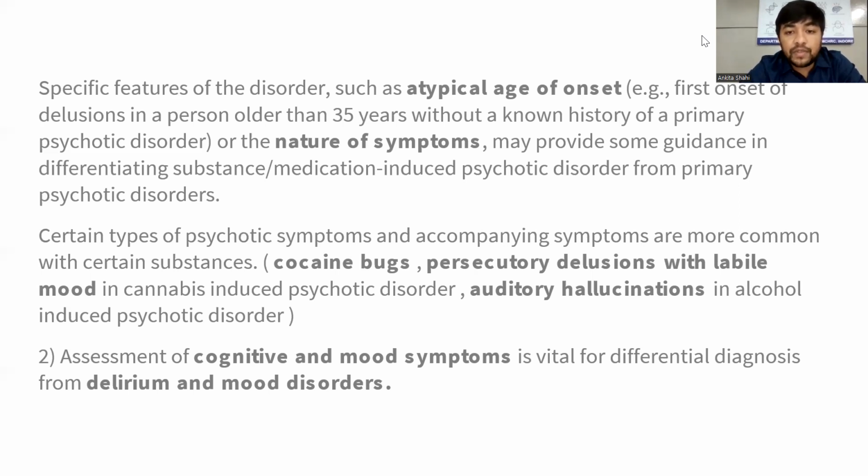Assessment of cognitive and mood symptoms is vital for differential diagnosis. So here again, if the primary psychotic disorder is schizophrenia, then you have to evaluate on the lines of, let's say, negative features or unusual thought content. If you suspect a mood disorder, then mood fluctuations, variations in mood, and premorbid personality all might be indicators. And obviously, one has to rule out delirium, because delirium again is an organic condition which needs a specific treatment.